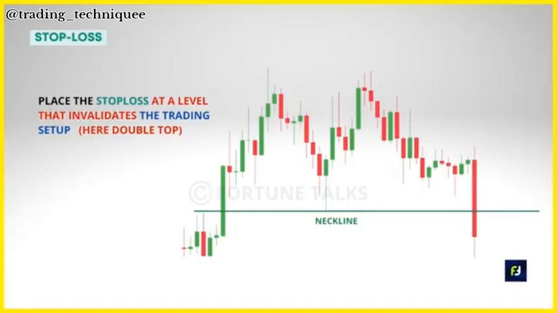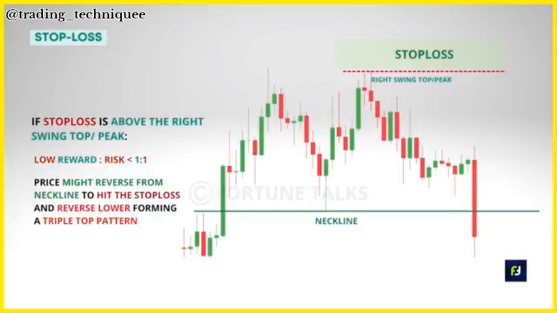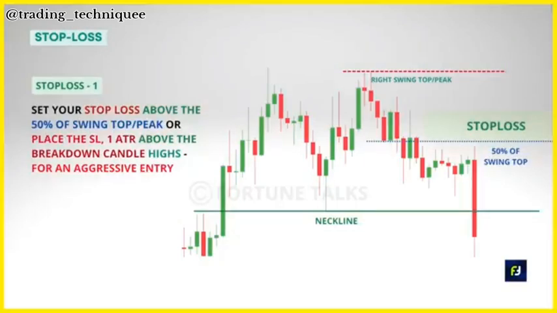Since we are trading a double top pattern, our stop loss should be at a level that invalidates the pattern altogether. In that sense, if the price moves above the swing high, the pattern will be invalidated. But there is a small twist. Number one, if we do this, the stop loss can be too large and so the reward to risk will be very low. Secondly, the market can move up to the top of the resistance level and then reverse lower after hitting your stop loss just to form a triple top pattern and then move lower, completing the pattern, which can be really frustrating.